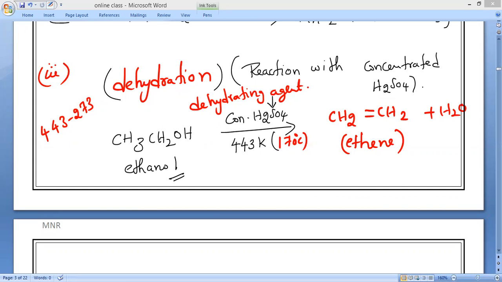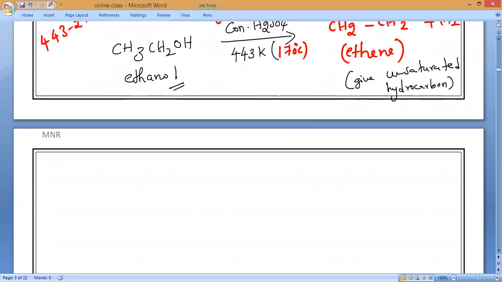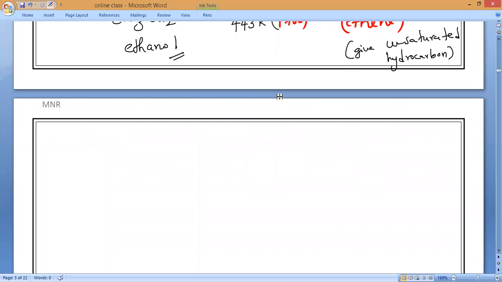Is ethene an unsaturated or saturated hydrocarbon? Unsaturated hydrocarbon. To give an unsaturated hydrocarbon, we have to react with concentrated sulfuric acid, which is called a dehydrating agent. Okay, next one: reaction with sodium, the most important one, guys. What is the symbol of sodium, everyone?